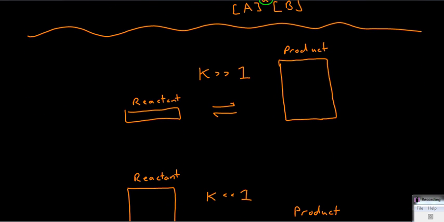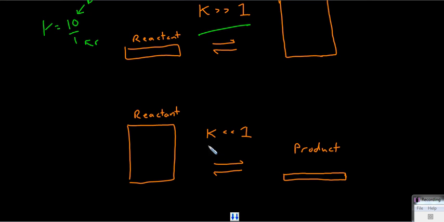In general, if you see that K is greater than 1, as an example, if you had, say, 10 over 1, you might have more product than reactant. If K is greater than 1, then there's going to be generally a greater concentration or pressure of product than reactant. And if you have K which is less than 1, as an example, if K were 1 over 10, then you would have more reactant than product in terms of concentration or pressure. So K less than 1 means greater concentration or pressure of reactant than product.